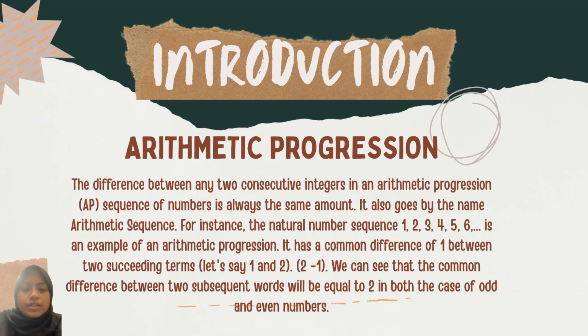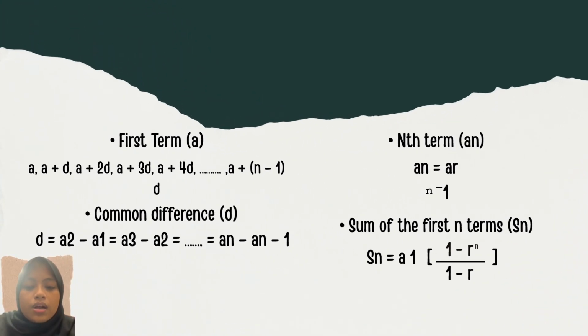An arithmetic sequence is a sequence where the difference between any two consecutive terms is always the same. Simplified, it indicates that the next number in the series is calculated by adding a set number to the preceding number. Further, an arithmetic sequence can be written as a, a plus d, a plus 2d, a plus 3d, a plus 4d, where a is the first term and d is the common difference between terms.